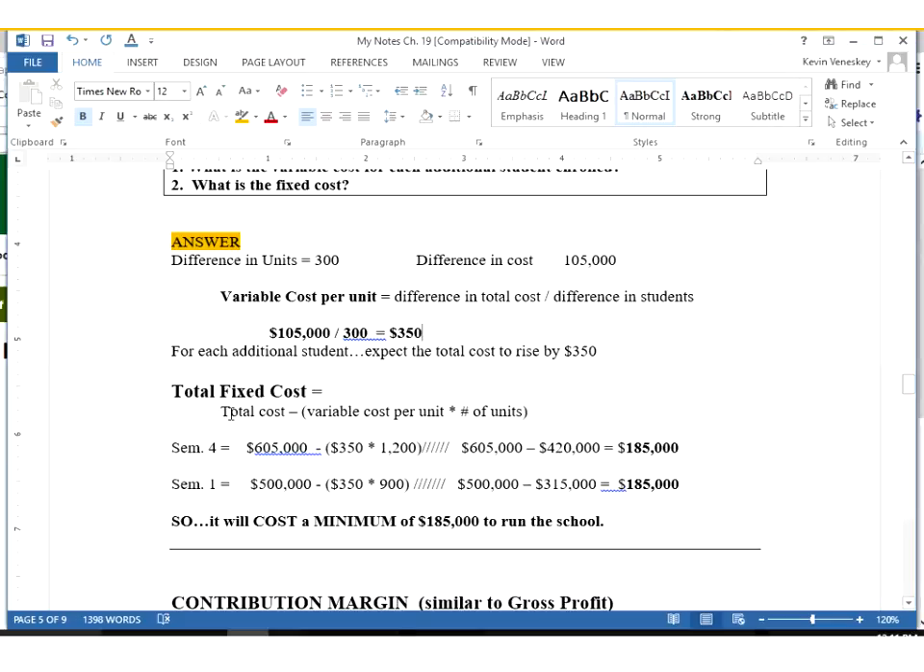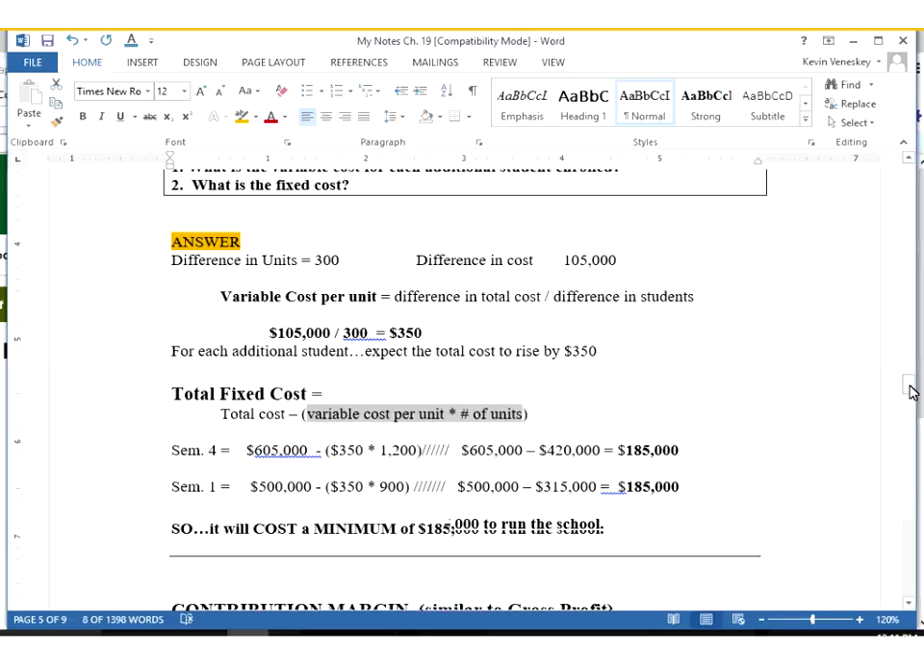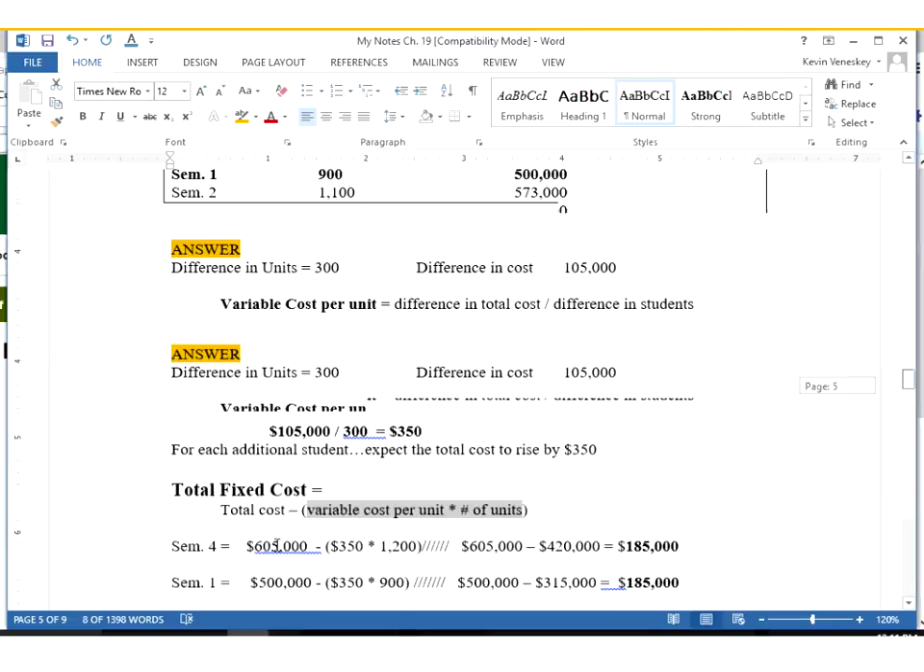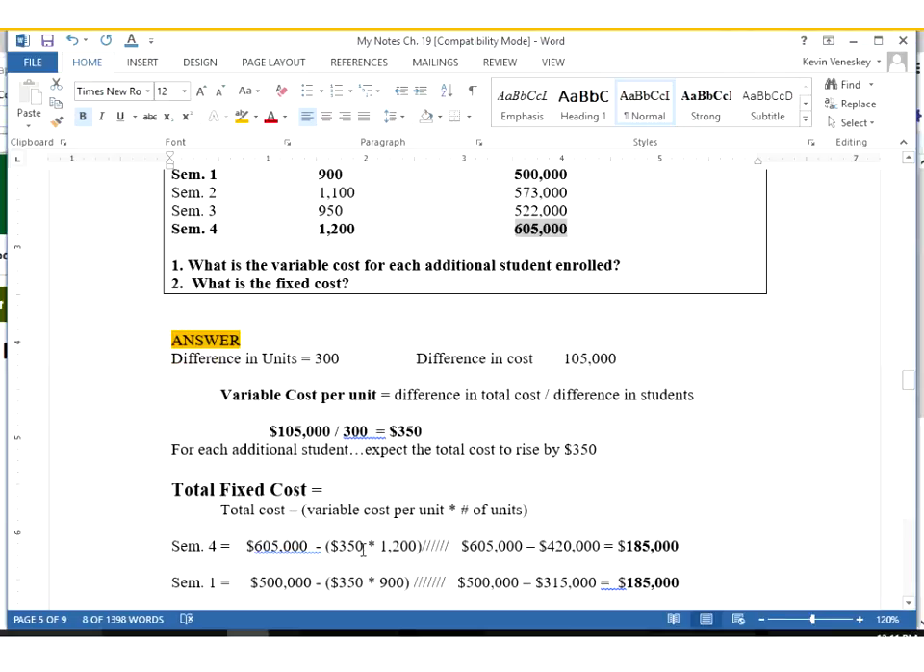Now we can easily find the fixed cost now that we know the variable cost. The little formula here shows us how to get total fixed cost. Take our total cost minus the 350 variable times how many units I used. And you're going to see that it comes out the same no matter which semester I look at. So if I look at the fourth semester, $605,000 in cost, minus what I just figured, $350 per student, and I had 1,200 students. If you do the math here, it comes out to be $185,000. That would be my fixed cost.